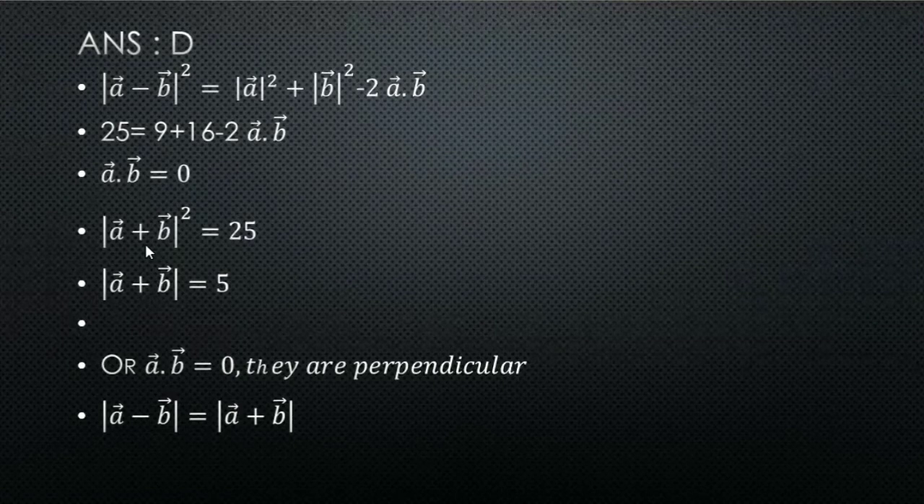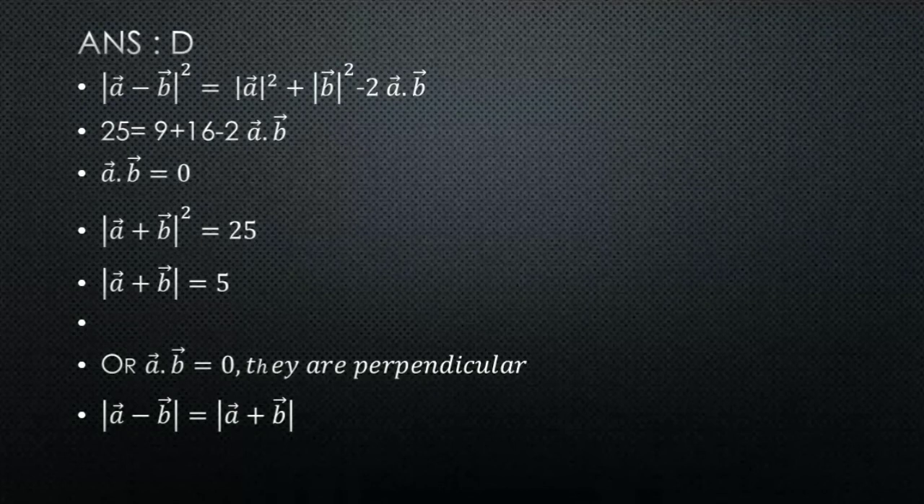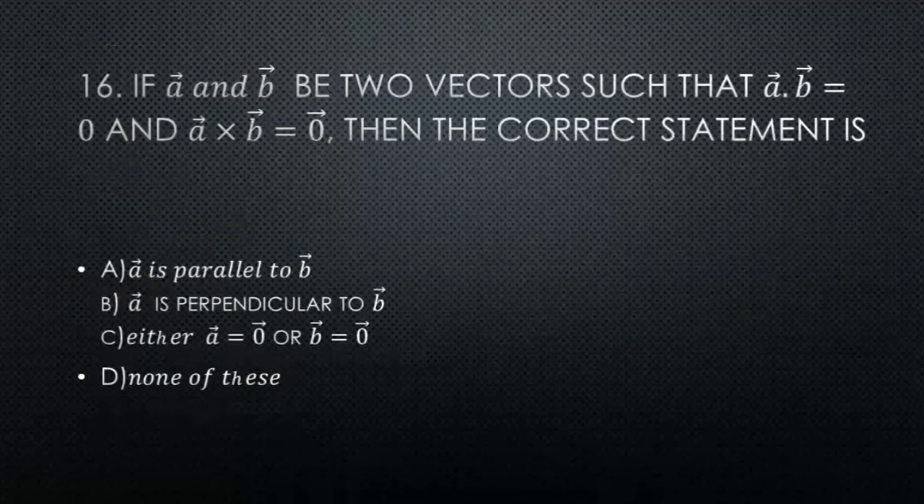Or what you have to do, you can write this as magnitude of A vector square plus magnitude of B vector square plus 2A vector dot B vector. So A vector dot B vector will be equal to 0, so it is remaining the same. So magnitude of A vector plus B vector is equal to 5. Since they are perpendicular, the magnitude will be the same.